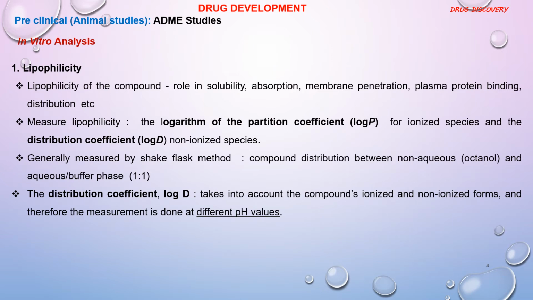The lipophilicity test is done to calculate the partition coefficient and the distribution coefficient. It plays an important role in drug solubility, absorption, membrane penetration, plasma protein binding, and distribution. It is measured by partitioning it against octanol and aqueous or buffer in the ratio of 1:1.